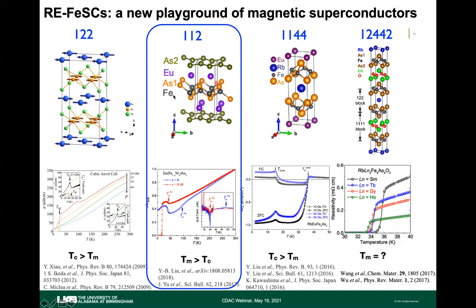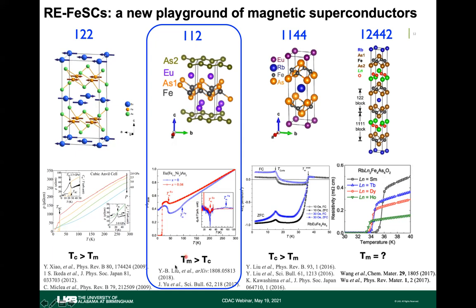So just to remind you, all the other types of systems, especially 122 and the 1144, crystallize in a tetragonal structure, but the 112 actually is orthorhombic. And when you just look at the parent compound with x equals 0 here, it actually has two types of magnetic order. So one is a kink in the resistivity.